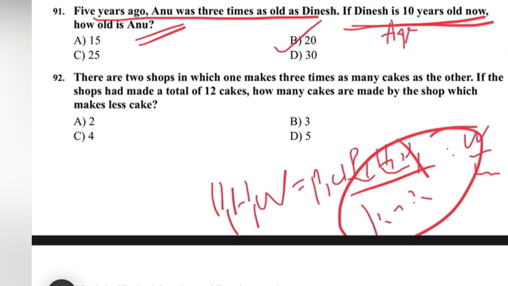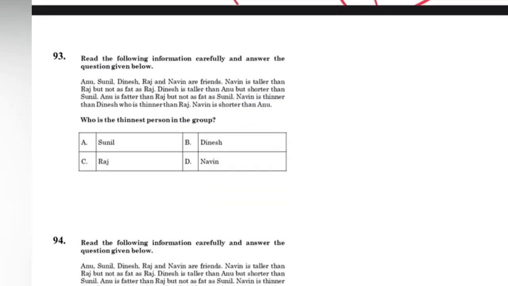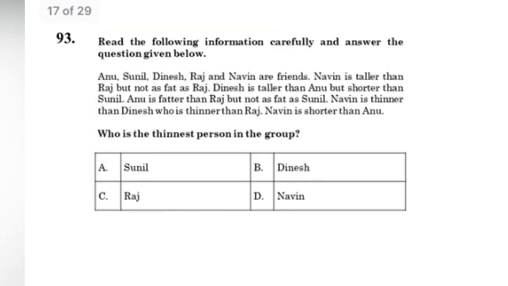So here the answers will be option B, 3 is the answer. Coming to question number 93rd. Anu, Sunil, Dinesh. So what's the answer? When you solve it, students, you will be getting Naveen as the answer, option D.